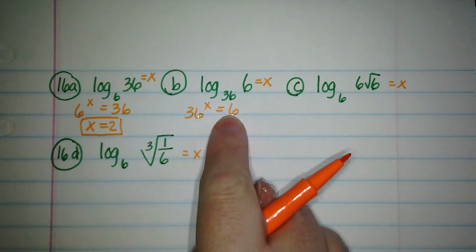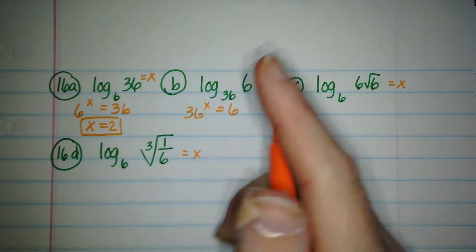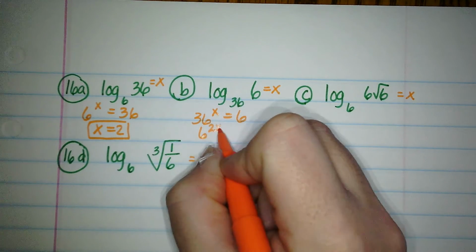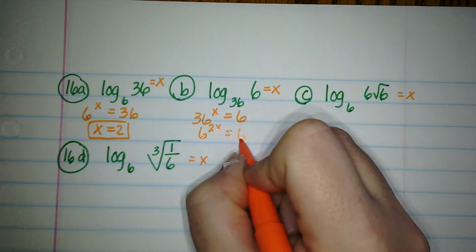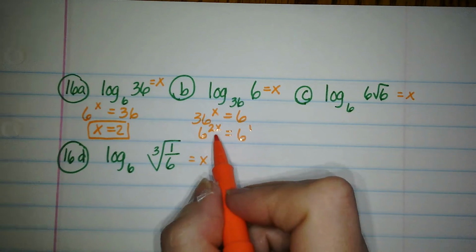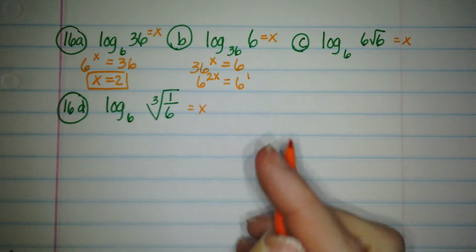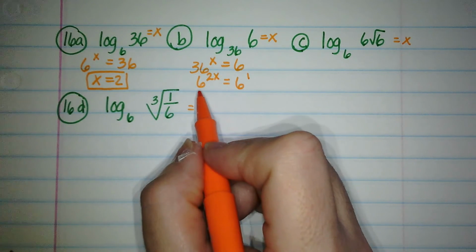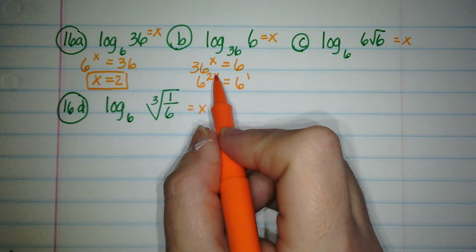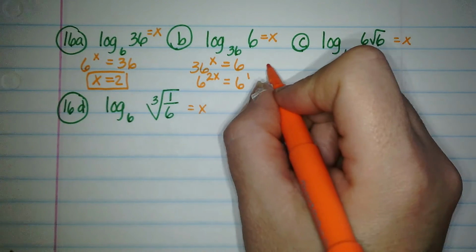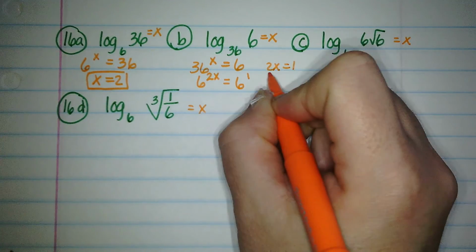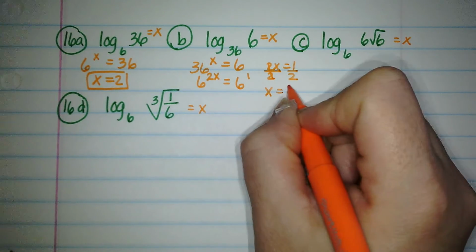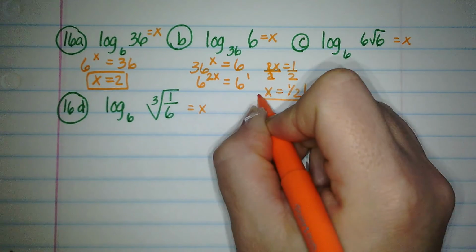This one says 36 to the x power equals 6. So we need common bases here. So 36 is really 6 squared with an x. This is 6 to the first. So we're actually taking our exponent rules with solving equations. So our bases are the same. We need to set 2x equal to 1 and then solve for that. Divide both sides by 2 to get x alone. So that's a 1/2 power.